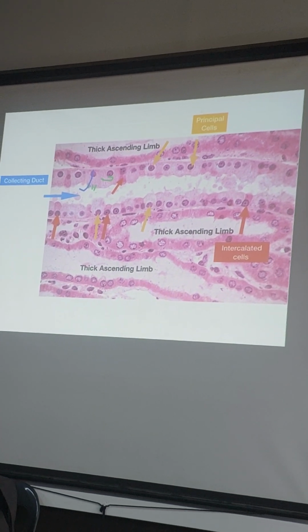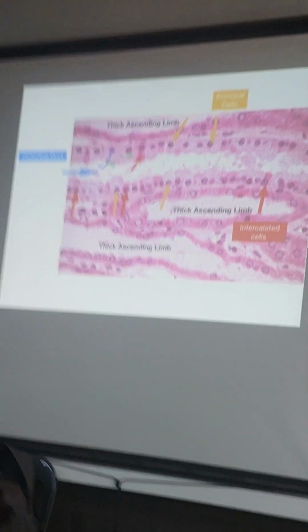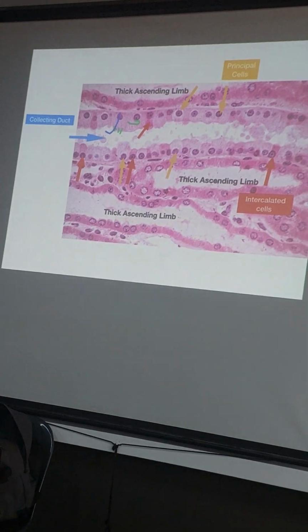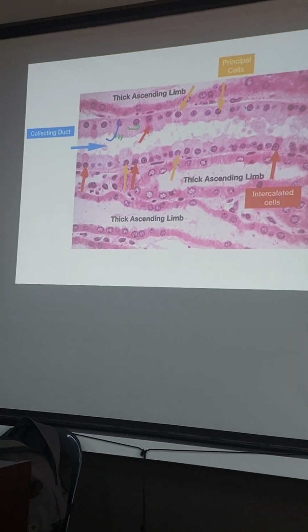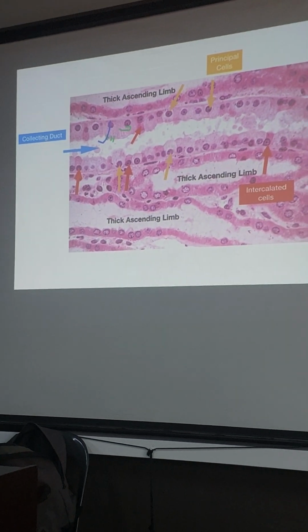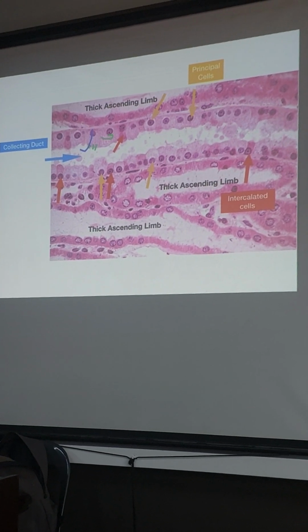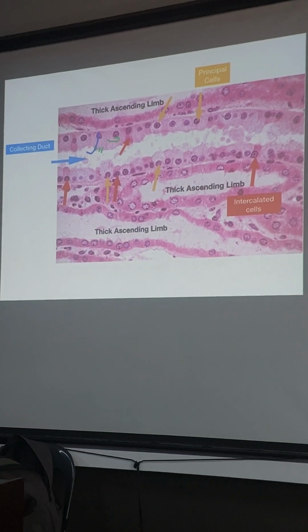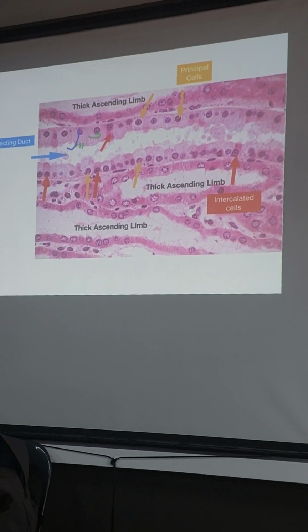All right. And for the last cell we have here, the intercalated cells. Technically, there are two types of intercalated cells, but I will not ask you for the difference or to identify them. Just call them intercalated cells. They are for acid-base balance. Acids and bicarbonate.